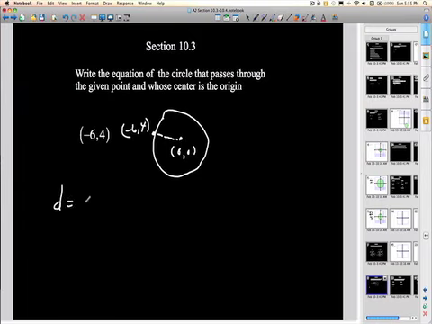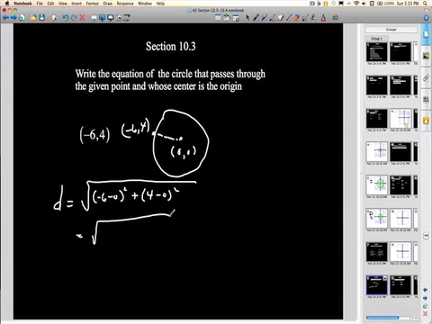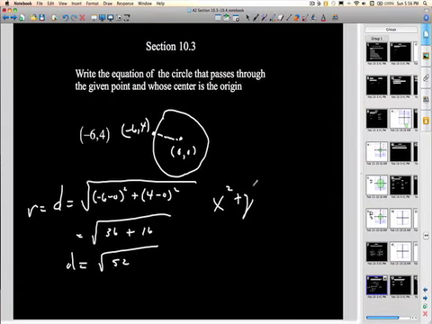So my distance will be equal to the square root of the difference between the x-coordinates, -6 minus 0 squared, plus the y-coordinates, 4 minus 0 squared. -6 squared is 36. 4 squared is 16. So my radius, which is the distance, is going to be equal to the square root of 52. Again, no worries that this is a root. When I write the equation, x squared plus y squared equals root 52 squared. So x squared plus y squared equals 52.